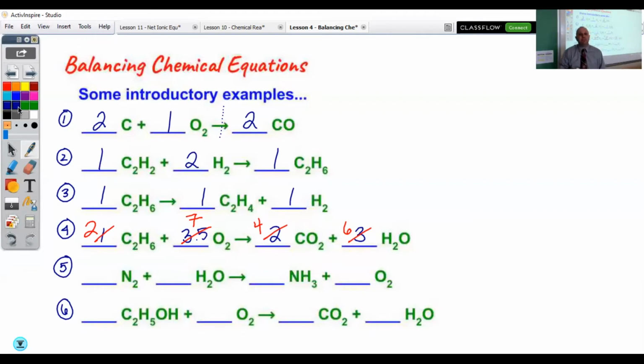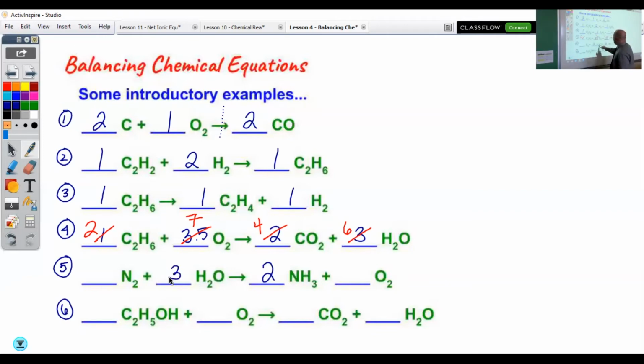Let's take a look at problem number 5. We have 2 nitrogens on the left. I'm going to go ahead and put a 2 in front of my nitrogen or ammonia over here on the right. I have 2 hydrogens on the left, but I have 6 hydrogens on the right. So in order to get 6 hydrogen on the left side, I have to put a 3 here.